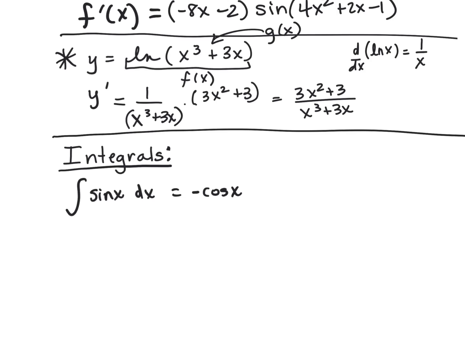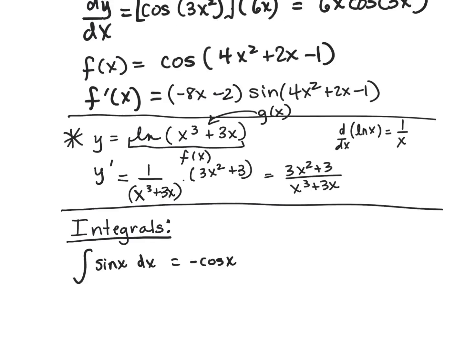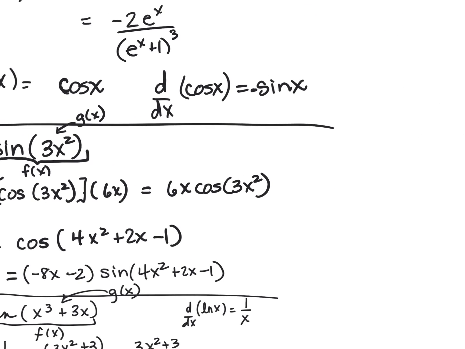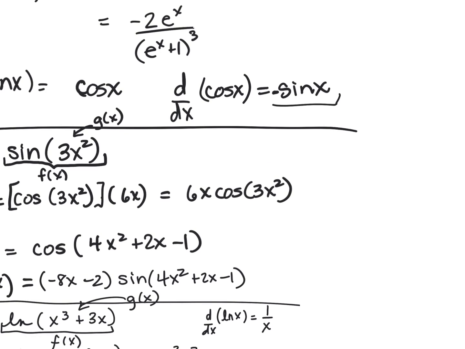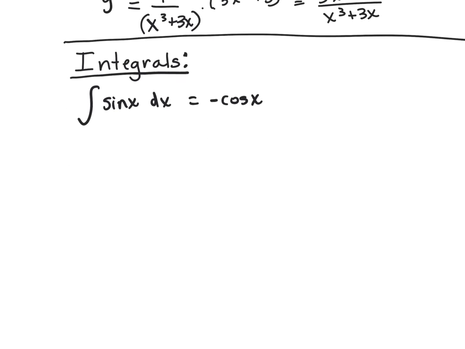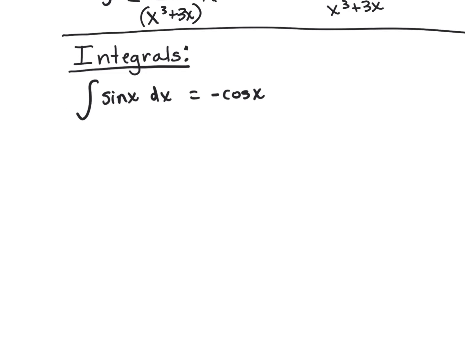Does that make sense? If you take the derivative of cosine, you get negative sine. So the integral goes the opposite way. Because you've got to end up with the negative, don't you? So how would I lose a negative to get a positive? I'd multiply it by another negative. That's why we put that negative in front, for sine and cosine.